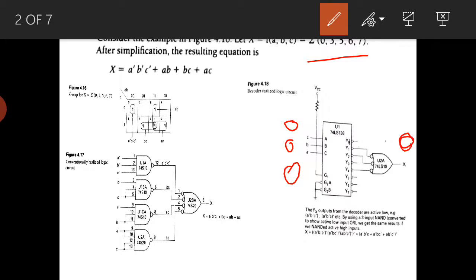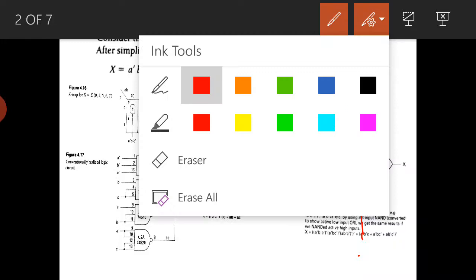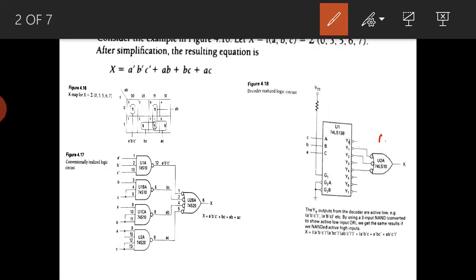Similarly, if you take the next combination, 0 0 1, Y1 will be enabled here, so this will be 0. Others will all be high. At the input of the OR gate, Y1 will be 1, the other two inputs will be 0, so 1 0 0, the output is 1.